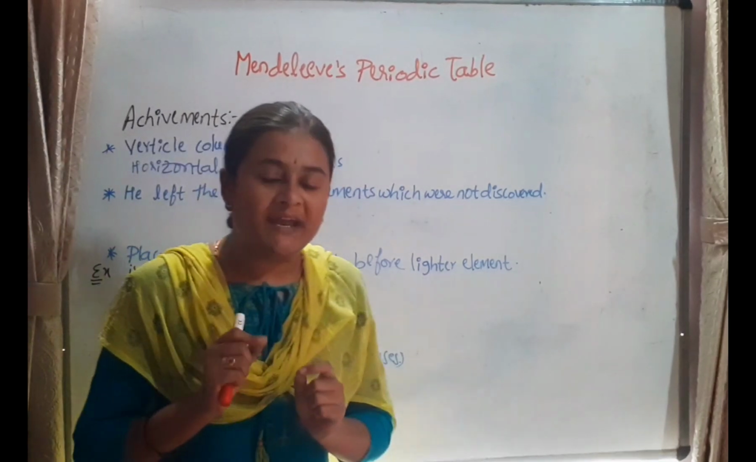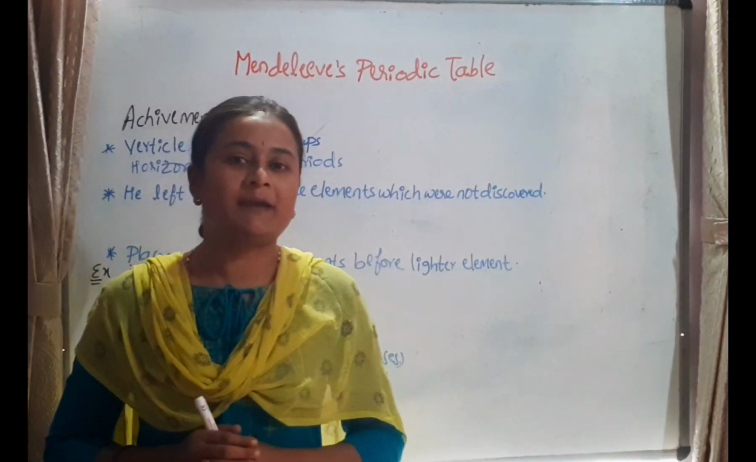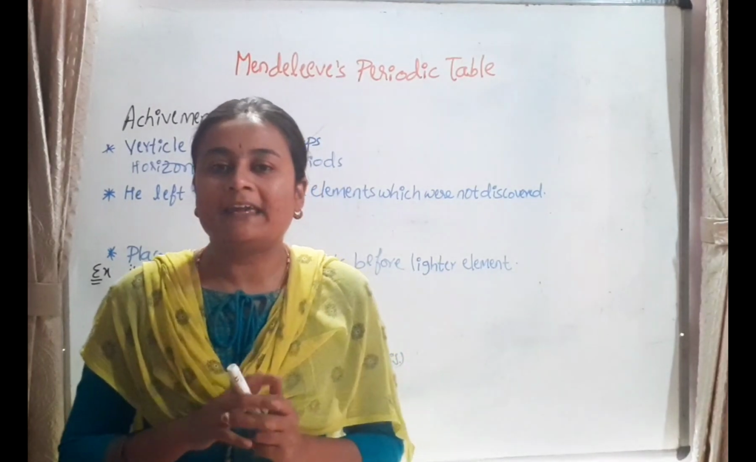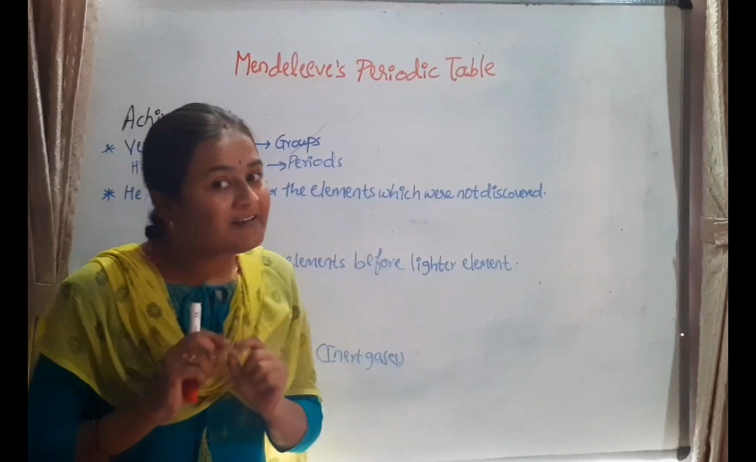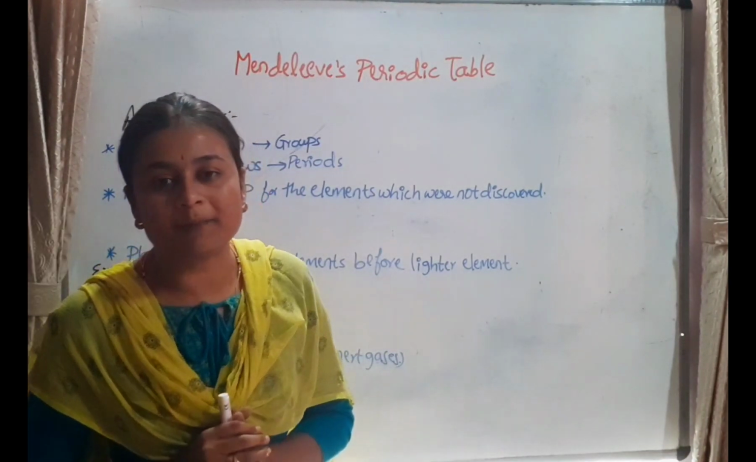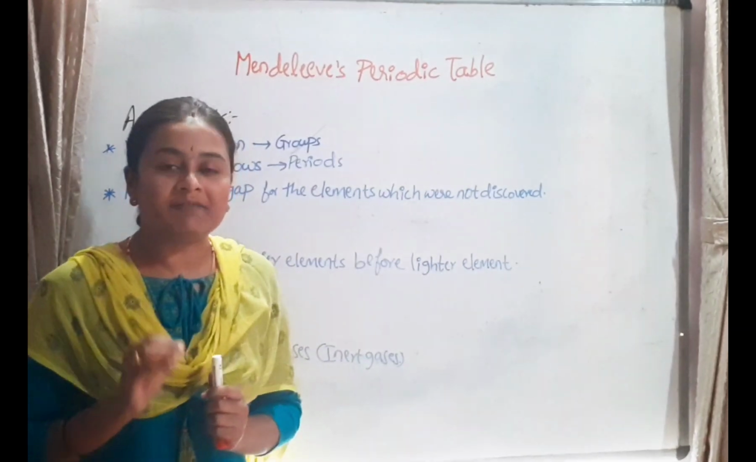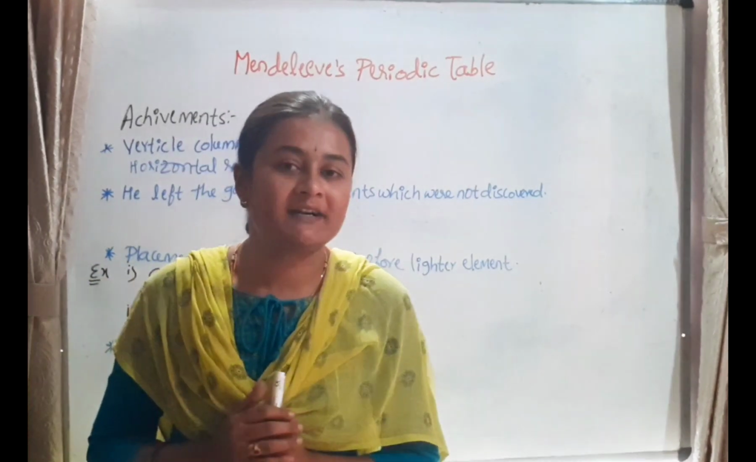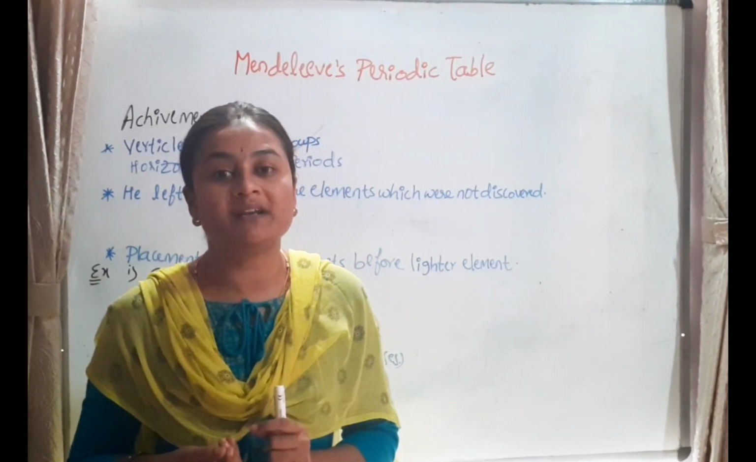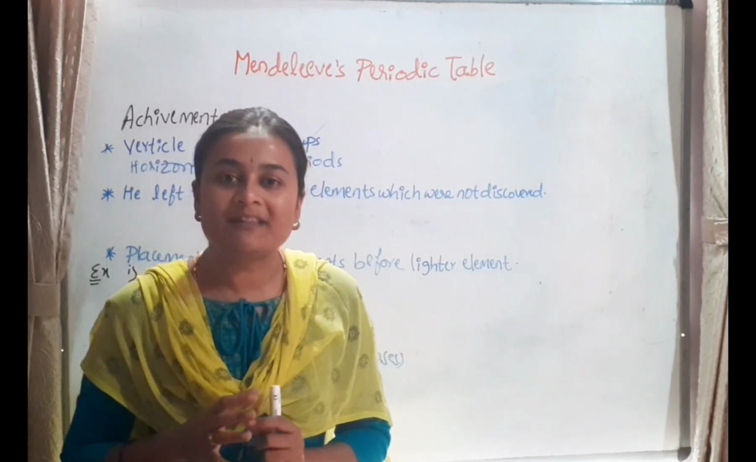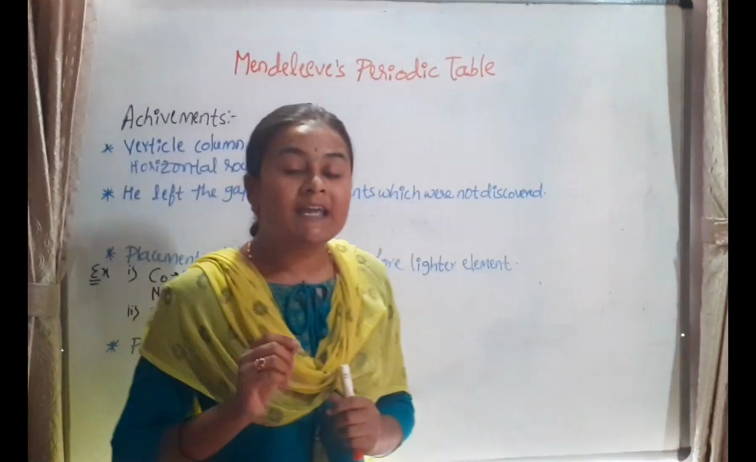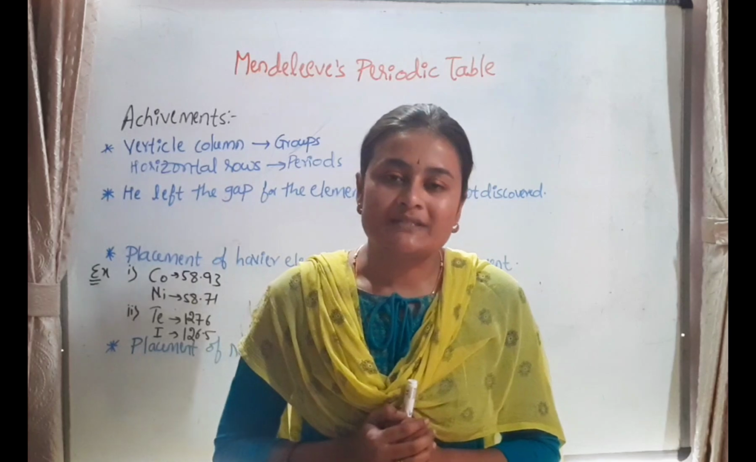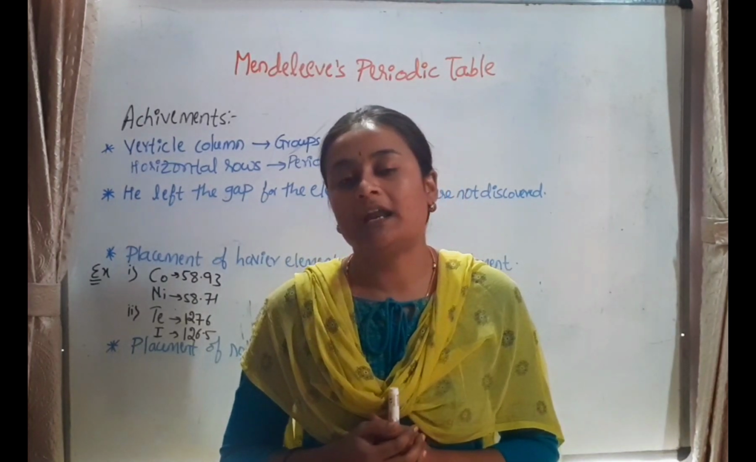And the second main achievement of this Mendeleev's periodic table is, he left the gap for the elements which were not discovered yet. This is the beauty of the Mendeleev's periodic table. He left the gap for the elements which were not discovered yet. He predicted that some more elements would be discovered in future and he left the gap for those elements, and he predicted the properties of those elements, and he also gave the names for those elements.